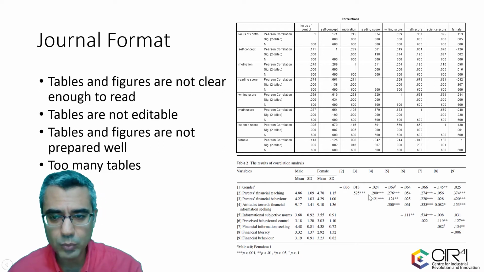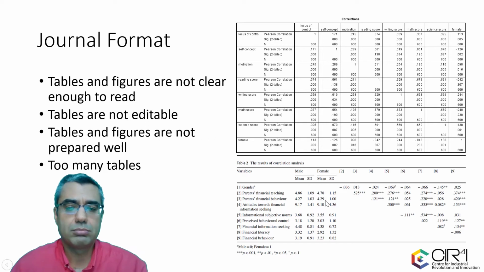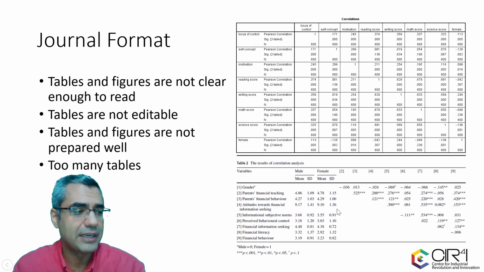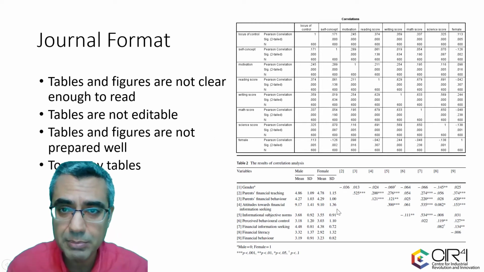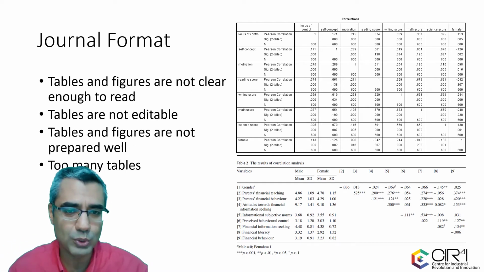And another one, what is the meaning of these symbols? I need to explain that here. And the title of the table: I have explained here the results of the correlation analysis. So anyway, what I'm saying is, carefully follow the journal guidelines and recently published papers in the journals you want to submit to.